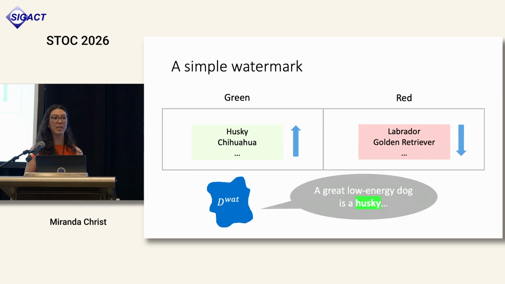But unfortunately, changing these probabilities can have some bad consequences. For example, you might end up increasing the probability of green words that don't make so much sense in this context, and so you can change the quality of the responses. Here, we accidentally end up saying that a good low-energy dog is a husky because we increase the probability of husky, while it's actually not a very low-energy dog.